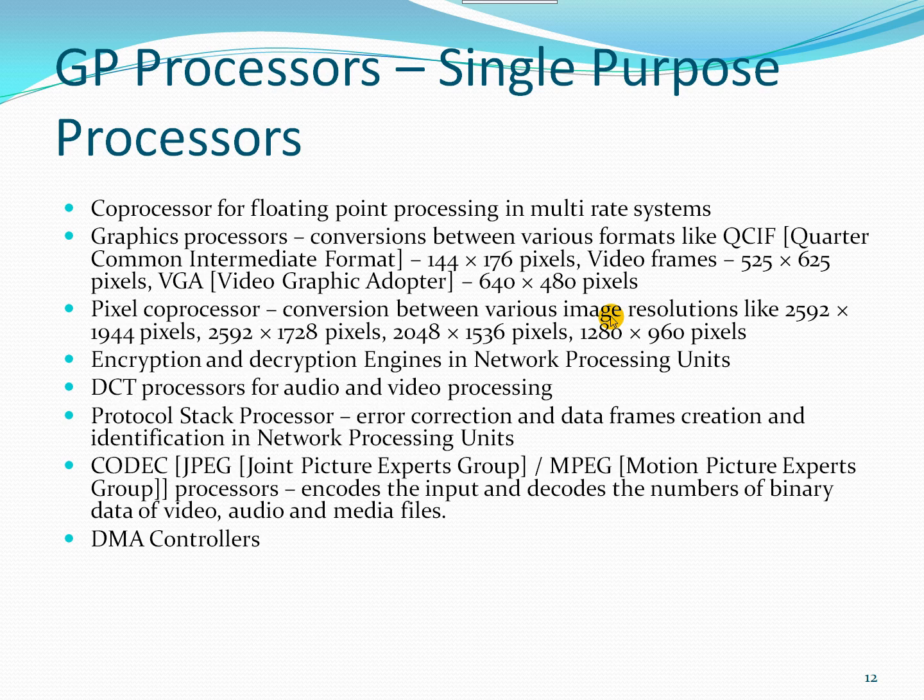And encryption decryption engines and network processing units, because the encryption and the decryption will be done in network switches in order to secure the information whichever we are sharing between the networks. So the encryption is done in a single processor, which reduces the load on the main processors. And the DCT processors for audio and video processing. DCT means discrete cosine transform.